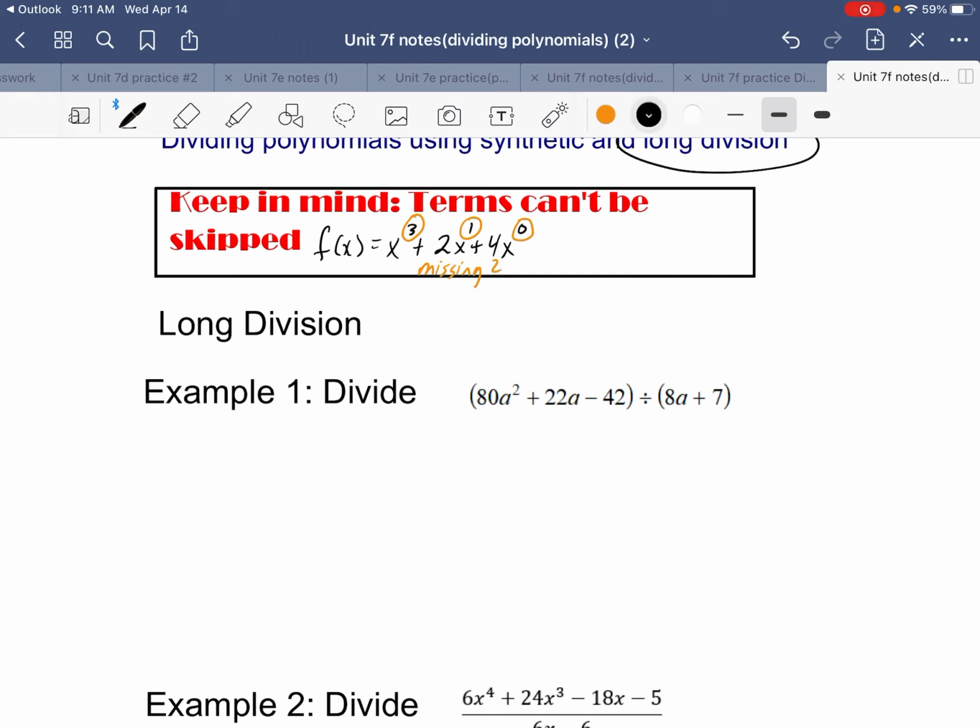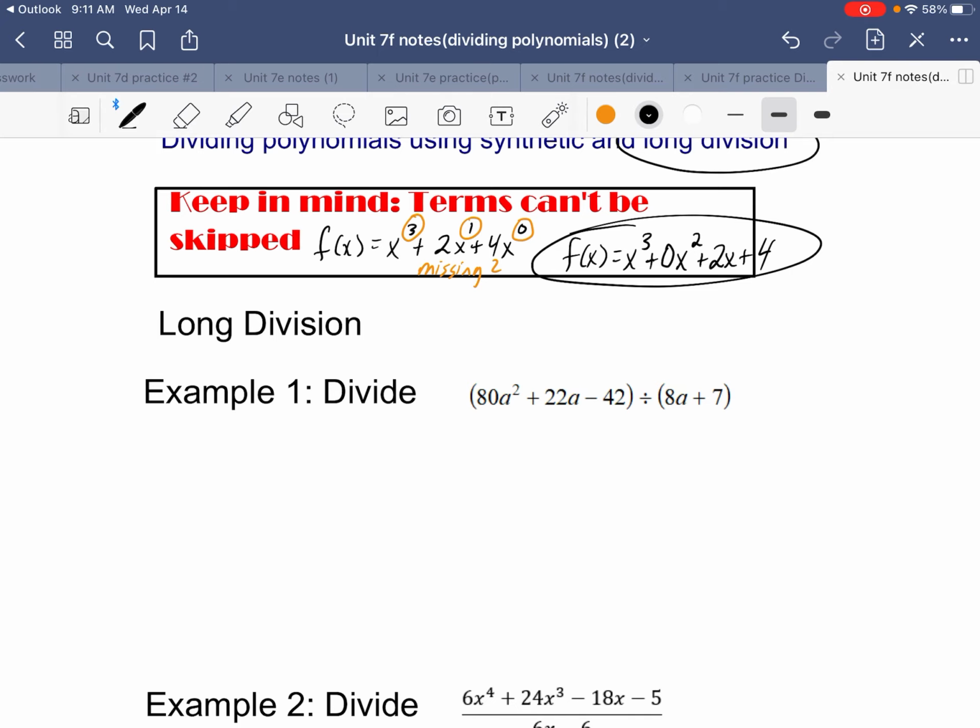So when we're doing division, we need to account for that place. To do that, we're not going to actually add anything that is of value. We're going to add in 0x squared. So 0 times x squared is 0, so we're really not adding anything at all to this problem. We're adding just a placeholder for the x squared term. So that's what we always got to keep in mind.